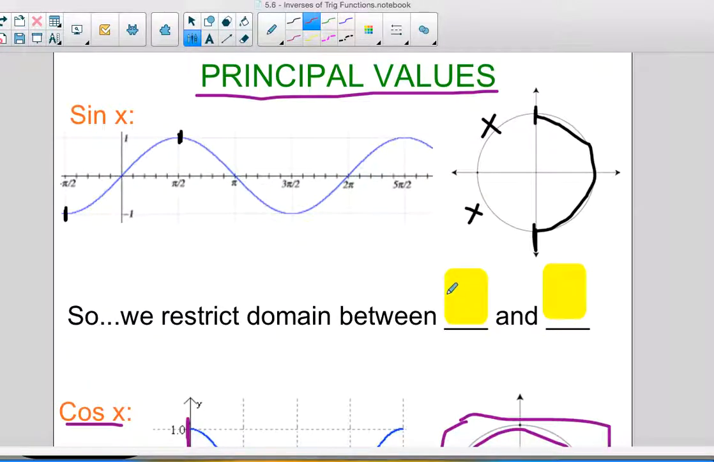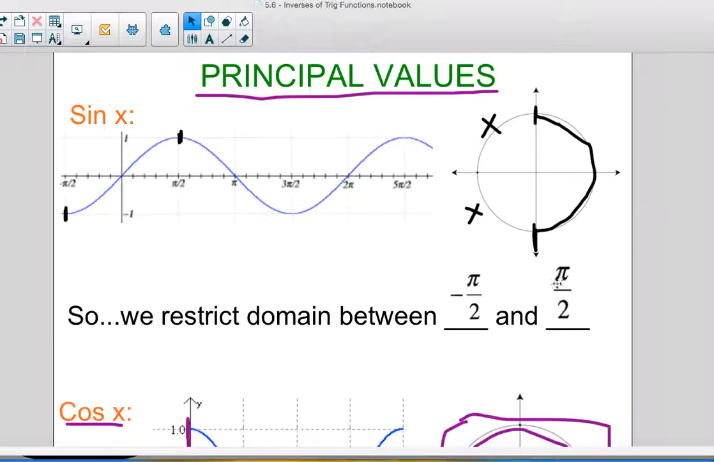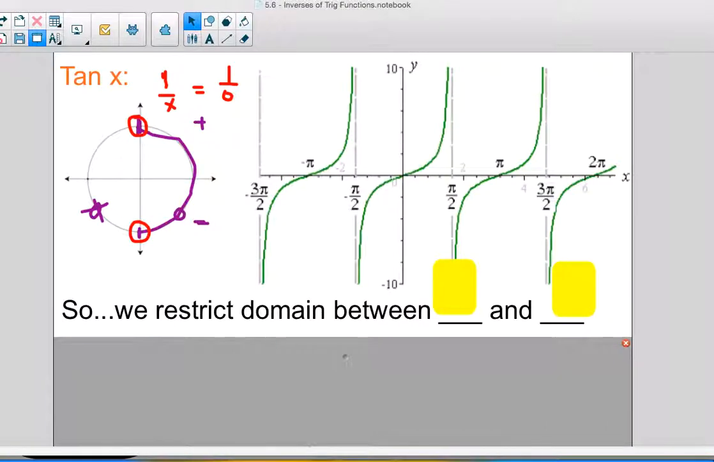But with sine, you could plug in negative pi over 2 and pi over 2 for an inverse because it wouldn't give you an undefined angle. It would just give you negative 90 degrees or positive 90 degrees. But here you would have to say these are off limits because they're technically undefined.